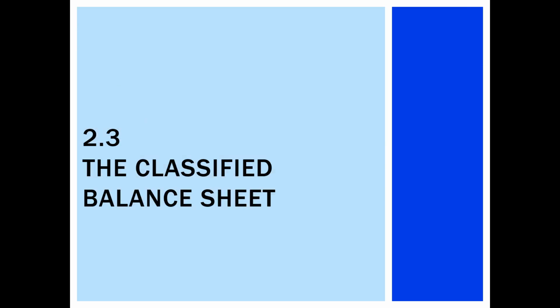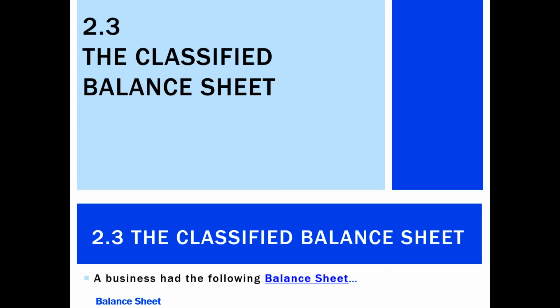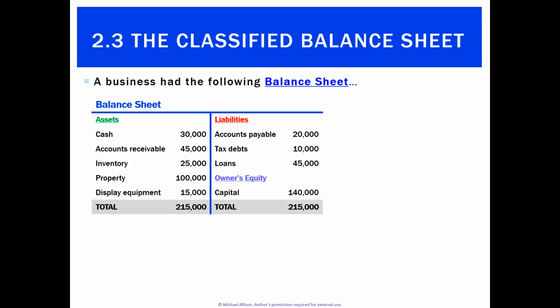Now that we can prepare a basic balance sheet, we'll start to learn how to prepare a classified balance sheet. So pretend a business had the following balance sheet. I've got some assets on the left hand side, and on the right hand side I've got my liabilities and equity.